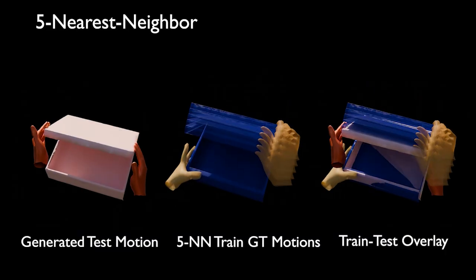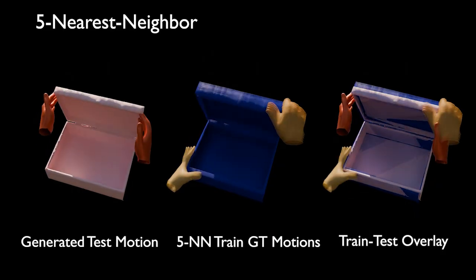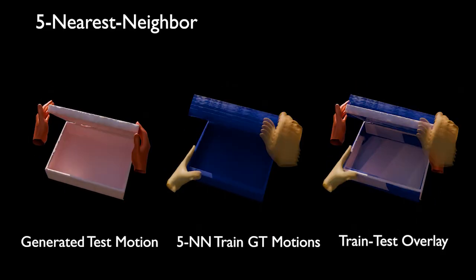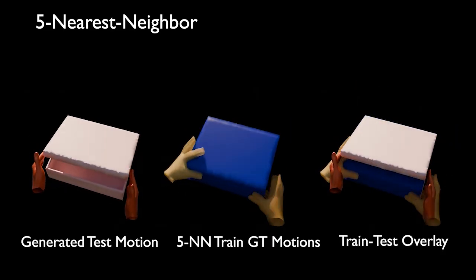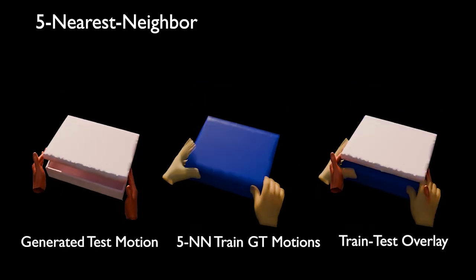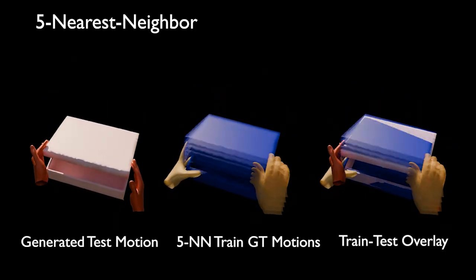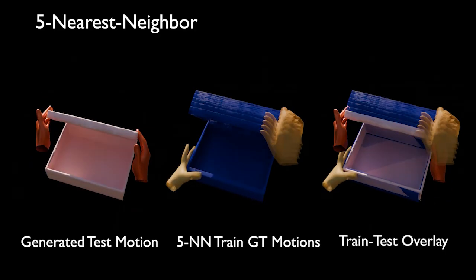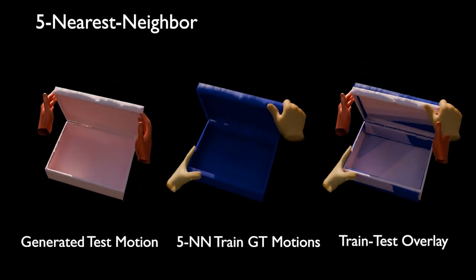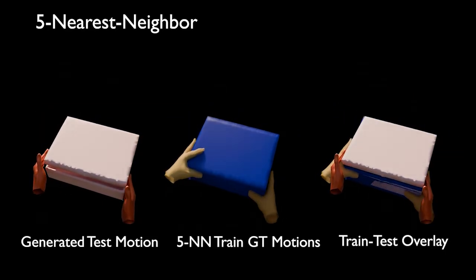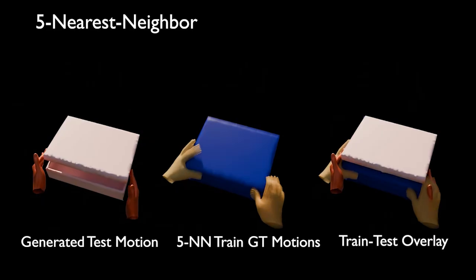To show that we are not overfitting to the ground truth, we show the 5 nearest neighbors in the training set per test sequence based on object motions, with the first frame of object vertices centered at 0. Our generated test motions differ from the 5 nearest training ground truth hand motions.